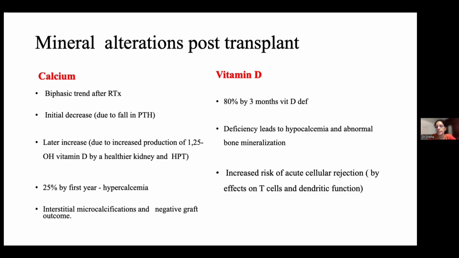Vitamin D deficiency is noted by 3 months in 80% of the transplant recipients. This vitamin D deficiency leads to hypocalcemia, impairs bone mineralization, and it can also affect the graft function and can increase the risk of acute cellular rejection because of its effect on T cells and dendritic function.